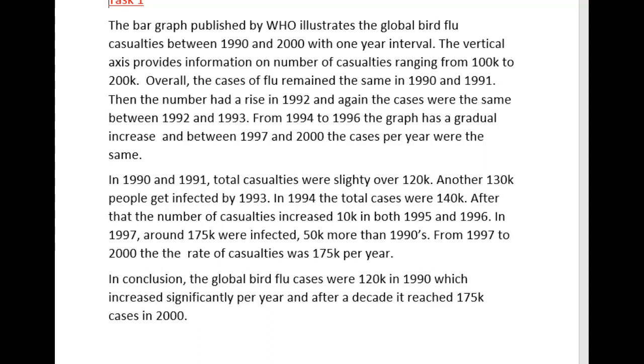The bar chart, not bar graph, it's a bar chart, published by WHO, illustrates the global bird flu casualties between 1990 and 2000 with 1 year intervals. The vertical axis provides information on number of casualties ranging from 100,000 to 200,000. Overall, the cases of flu remained the same in 1990 and 1991. Then the number had a rise in 1992, and again the cases were the same between 92 and 93. From 94 to 96, the graph has a gradual increase, and between 97 and 2000, the cases per year were the same.